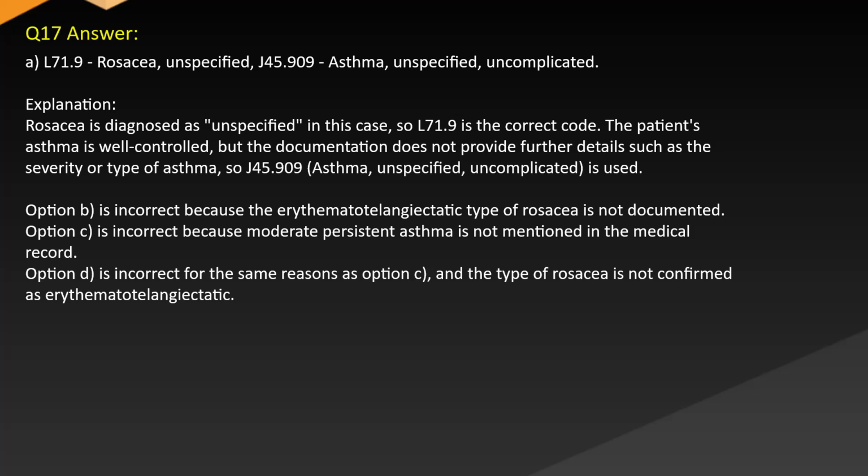Option B is incorrect because the erythematotelangiectatic type of rosacea is not documented. Option C is incorrect because moderate persistent asthma is not mentioned in the medical record. Option D is incorrect for the same reasons as option C, and the type of rosacea is not confirmed as erythematotelangiectatic.